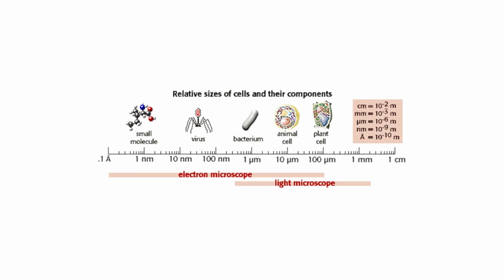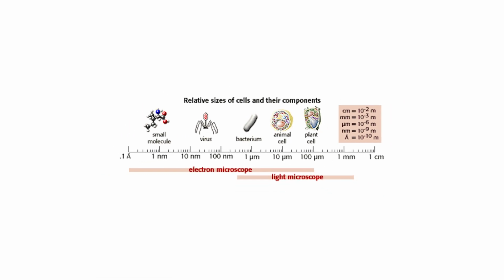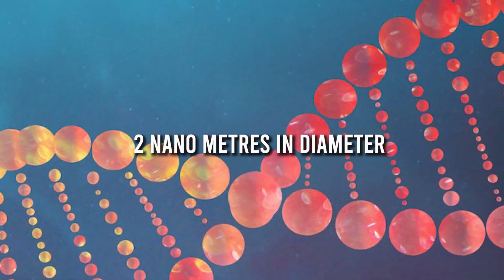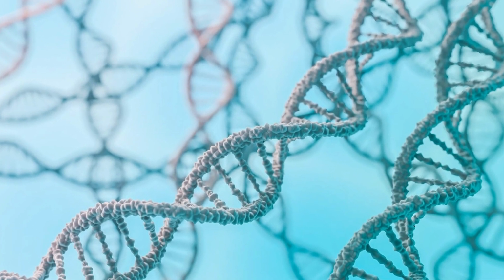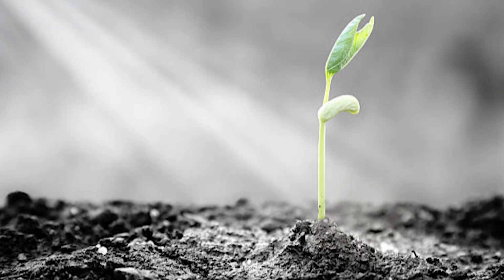The smallest biological structures we consider are molecules like DNA. A DNA strand is about 2 nanometers in diameter, making it far smaller than organelles like mitochondria or even ribosomes. Despite its size, DNA carries the genetic instructions vital for life.